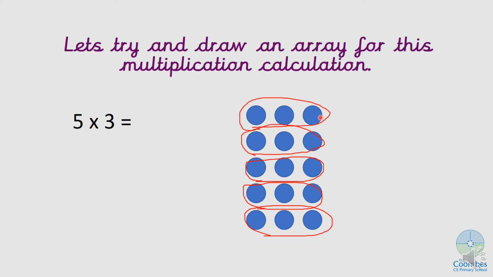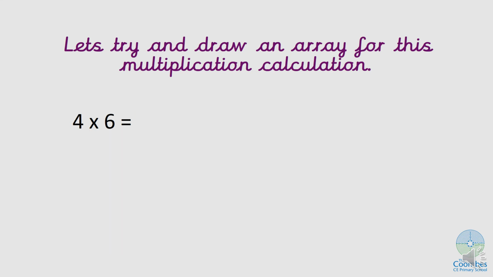Now, to work out the answers, we can count them up. So 3, 4, 5, 6, 7, 8, 9, 10, 11, 12, 13, 14, 15. 5 groups of 3 is 15. Okay, we've got another multiplication calculation. Can you have a go at drawing an array for this multiplication calculation? I'd like you to pause the video here and have a go.